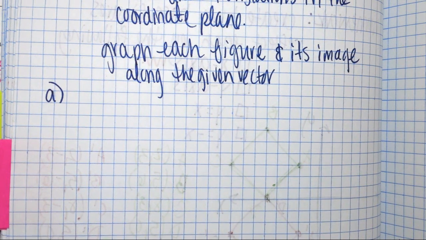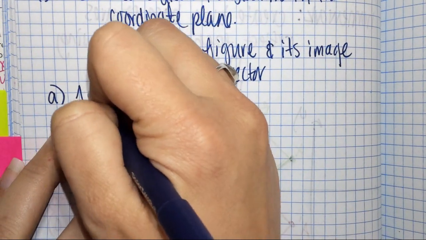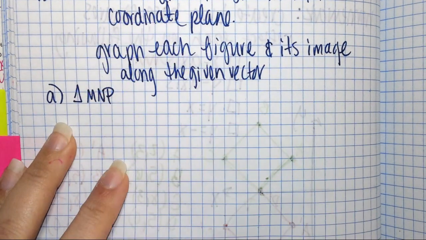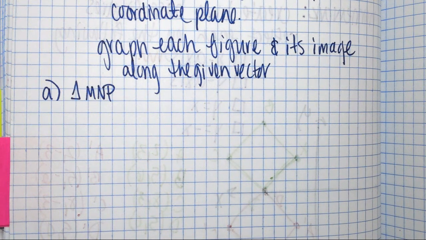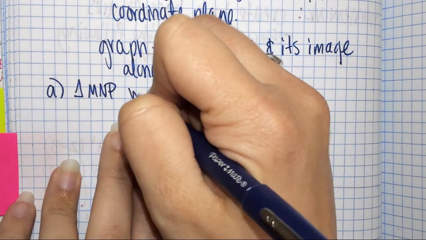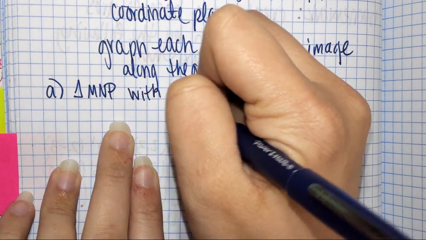All right. We're going to start with a triangle MNP with vertices.